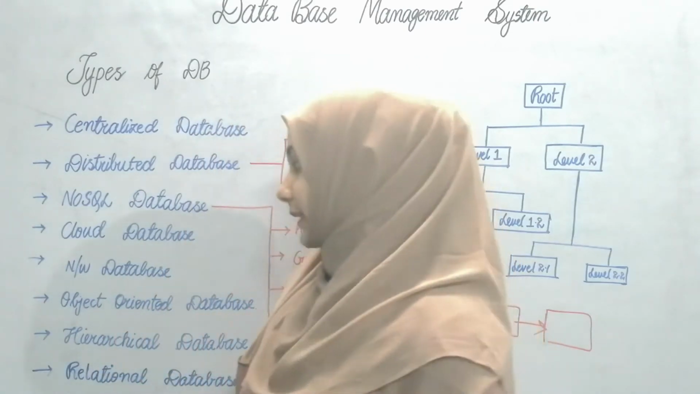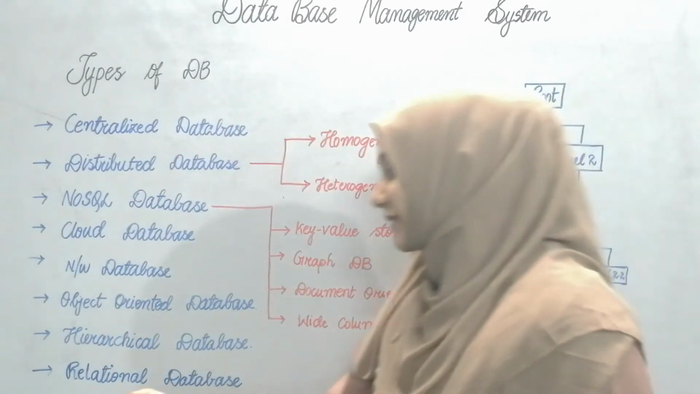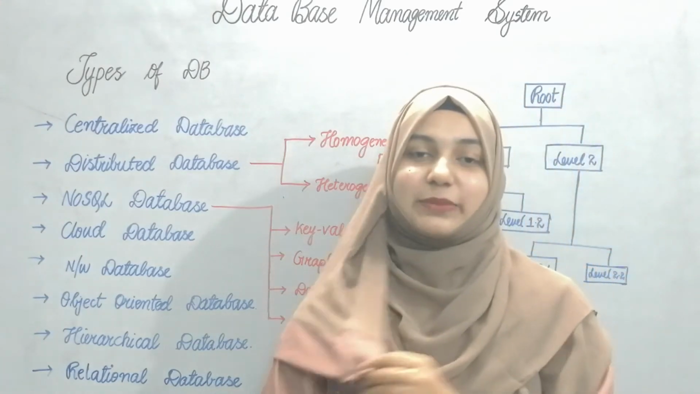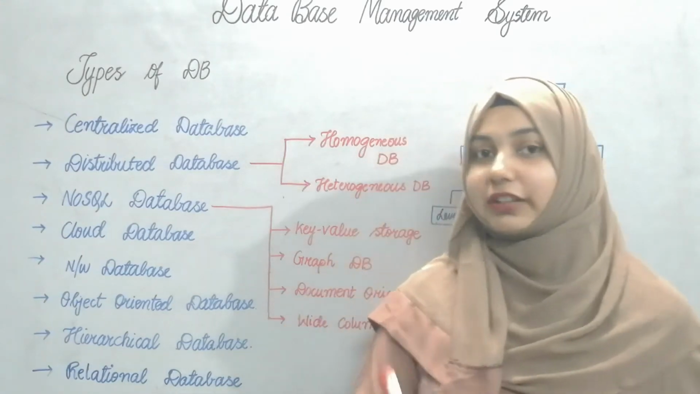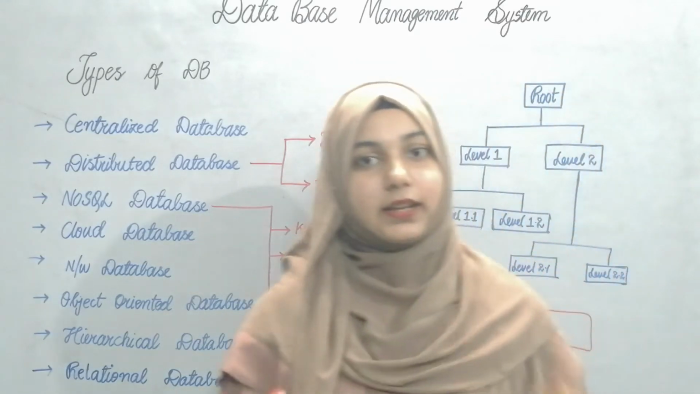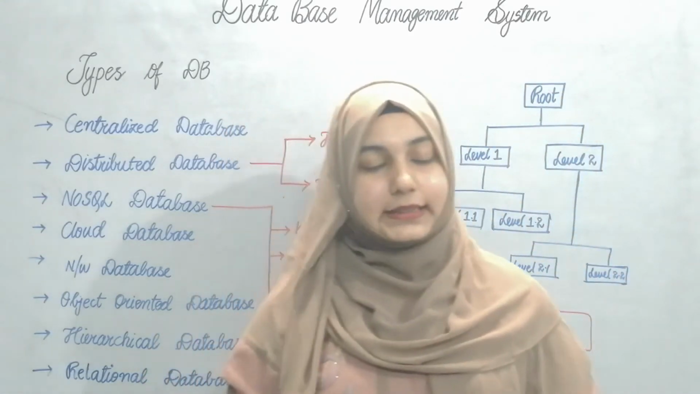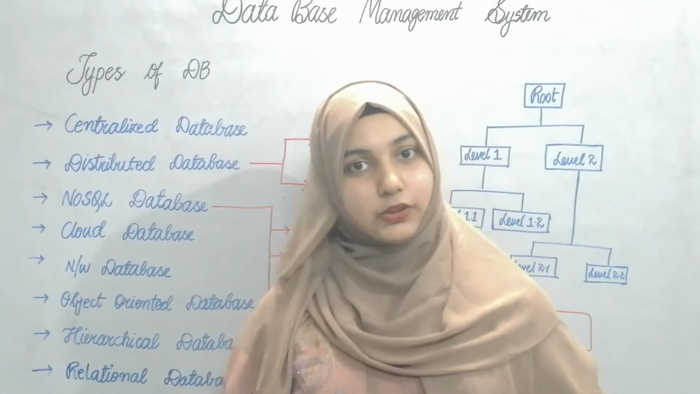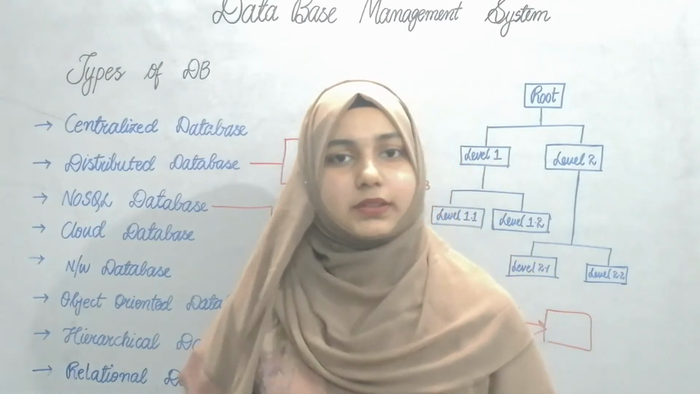Clear? Next and the very important is relational database. Relational database matlab what? I told you in the previous video, relation means table. Your data will be stored in the form of tables. Tables mean you'll have columns and you'll have rows. That's how simple it is.